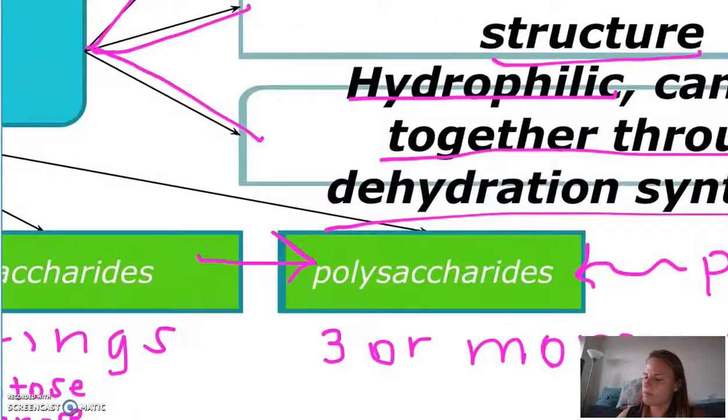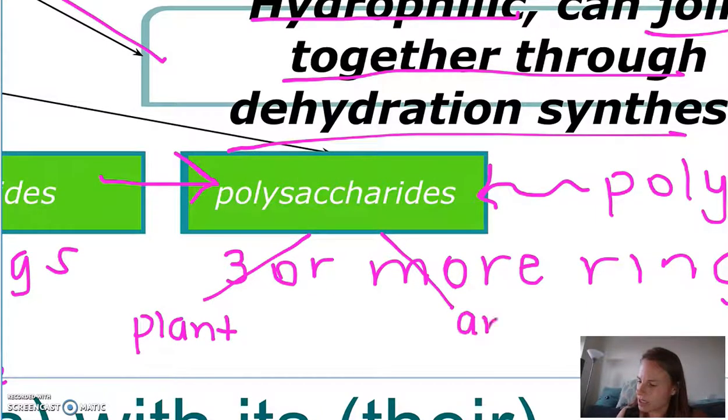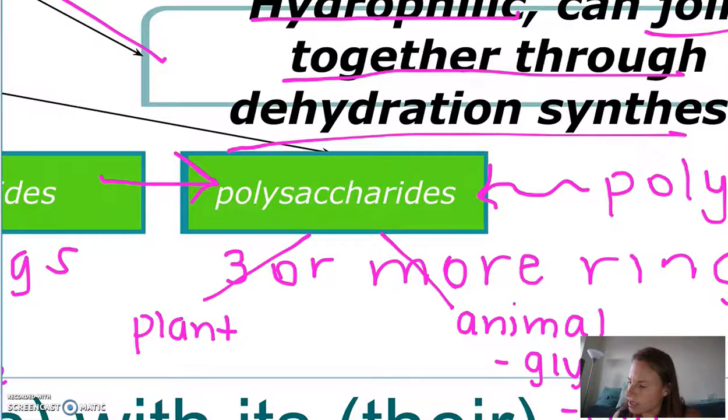Examples of our polysaccharides. Well, we've got all different types of polysaccharides, right? You've got your plant polysaccharides and our animal polysaccharides. In our animal, you've got glycogen and chitin. And in our plants, you're going to have starch and cellulose.